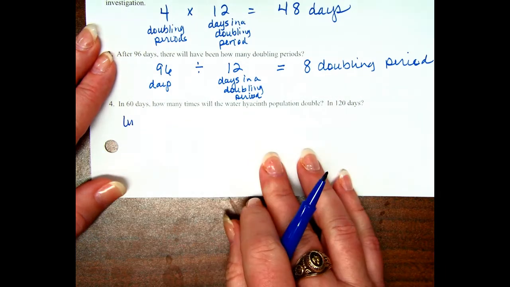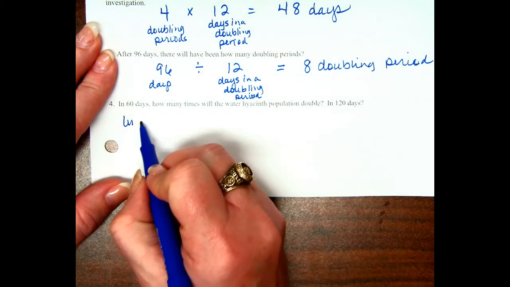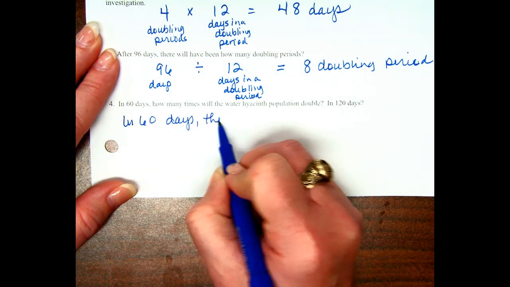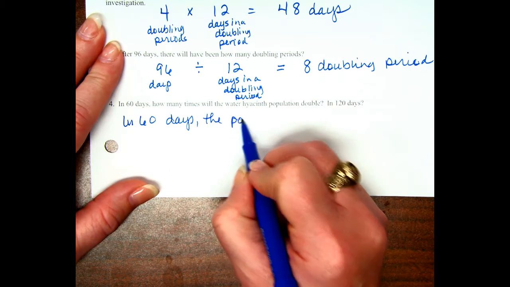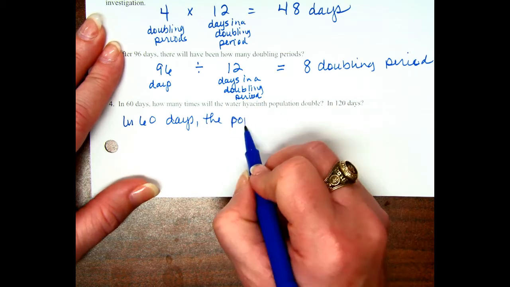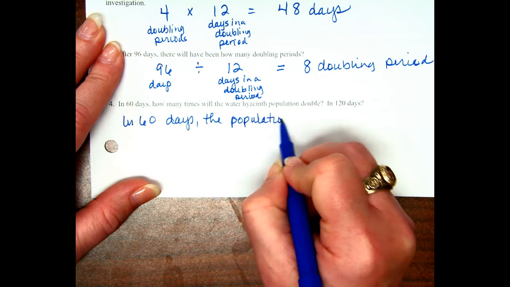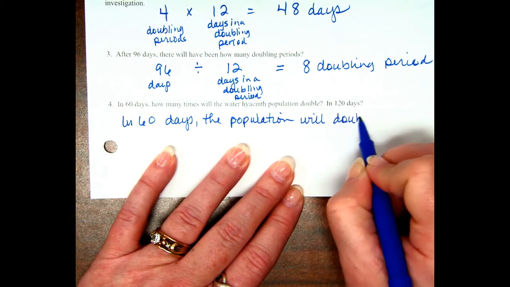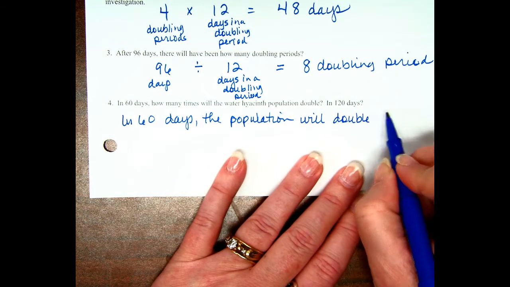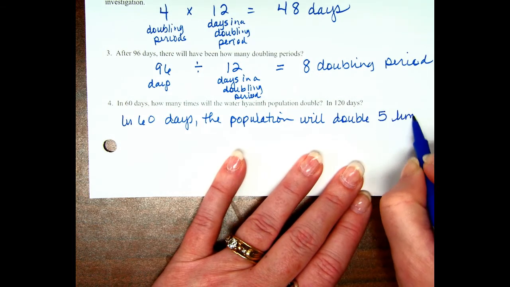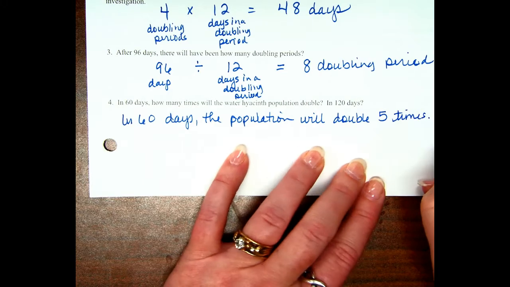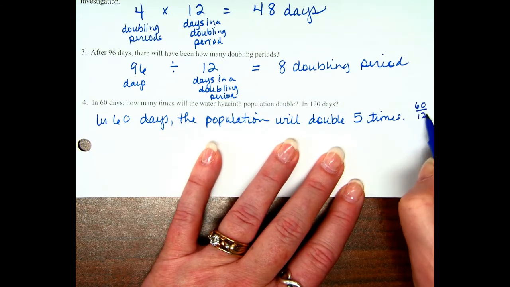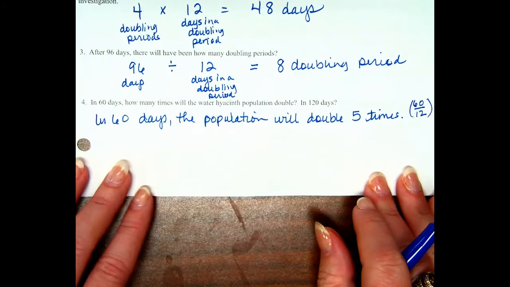Let's do a sentence this time. Is that okay? Okay. So in 60 days, the population, because I don't want to have to spell water hyacinths again, will double. How many times? 5 times? And our actual justification is 60 divided by 12, right? You okay with that?